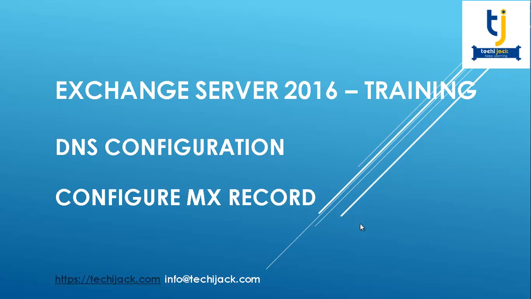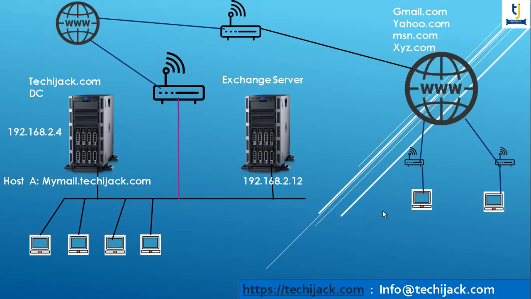In our previous video we configured client access services, where we configured the URL for our Exchange server. We configured the OWA, Autodiscover, Outlook Anywhere, ActiveSync and MAPI over HTTP. So now in this video we are going to configure the DNS settings for our external domain for our Exchange server. Before proceeding with the configuration, let's see this diagram.